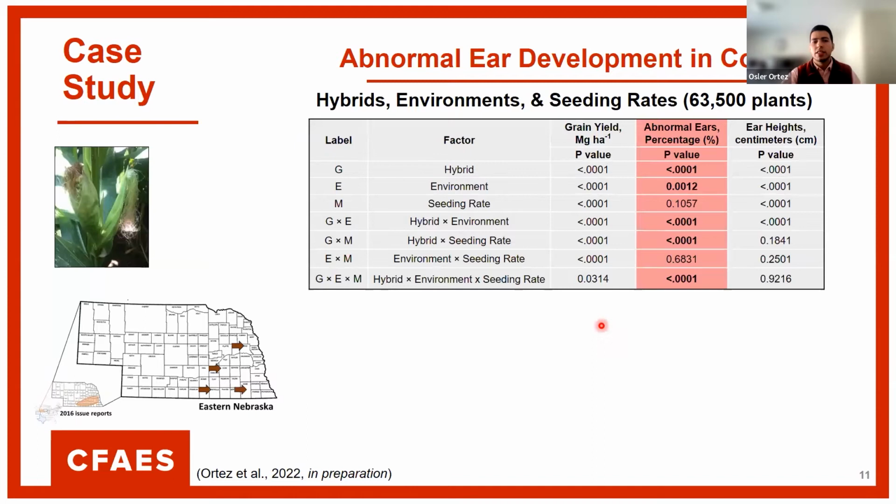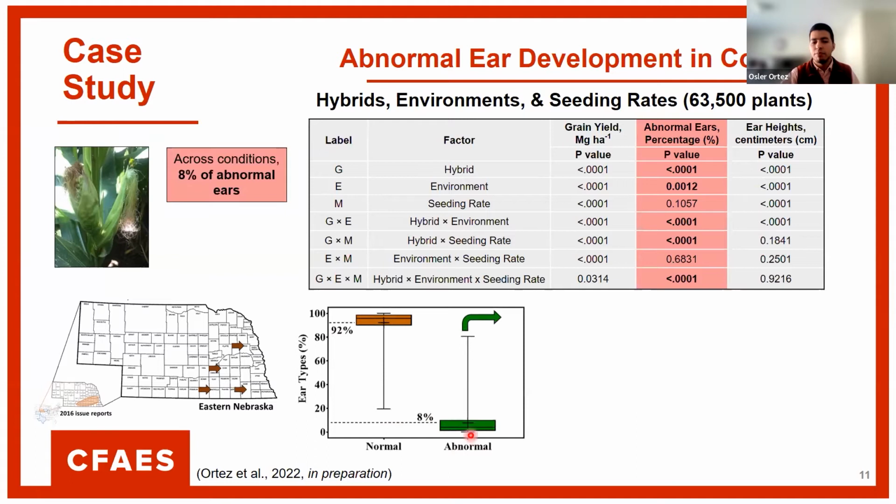Our next project is still hybrids and environment, but now we changed to a completely different management strategy. Now we are looking at seeding rates. This was also plot level, and we individually evaluated about 63,000 plants, looking at grain yield, abnormal ears, and ear placement. What we learned from this work is that about 8% of abnormalities occur in general terms, but you see here that in some conditions or in some of the treatments, we had up to 80% of abnormalities. So that's very dramatic at that point. This study was conducted in four locations for 2 years, so we have a total of 8 site years.